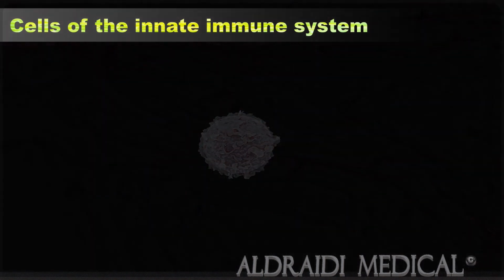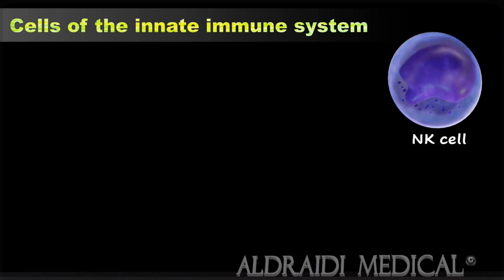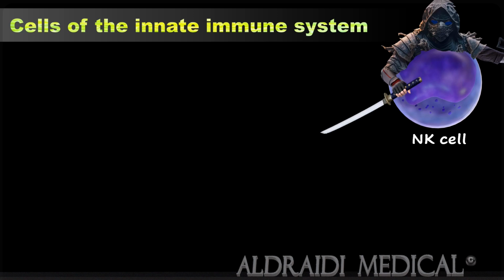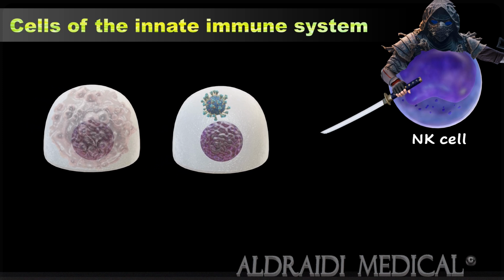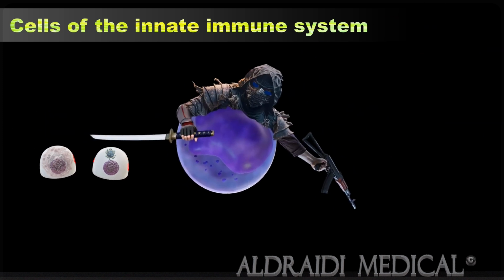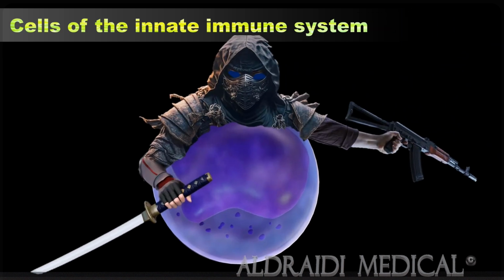Another group of cells that play a major role in innate immunity are the natural killer cells. Natural killer cells are the hitmen of our immune system. They can detect transformed and virus-infected cells and destroy them. And these cells are called natural killers because they can kill the target cells without pre-stimulation.